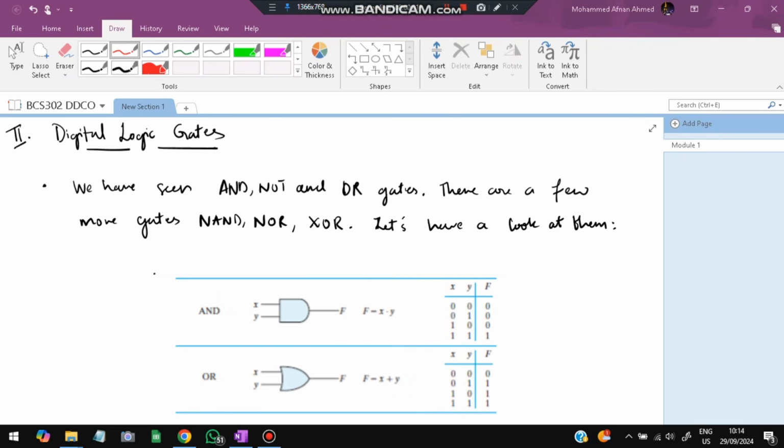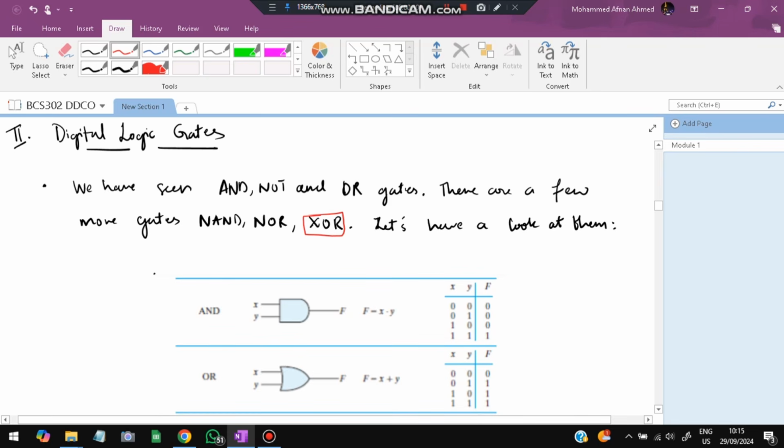The next topic we have is digital logic gates. Since we have seen the three types of gates, AND, NOT, and OR, there are other types of gates as well, which are NAND, NOR, and XOR. These three are the new gates for you. Here we are taking the NOT operation on the AND and OR gates. Sorry, not on NOT. There is a special gate which is the XOR gate, and we'll be discussing what it is.